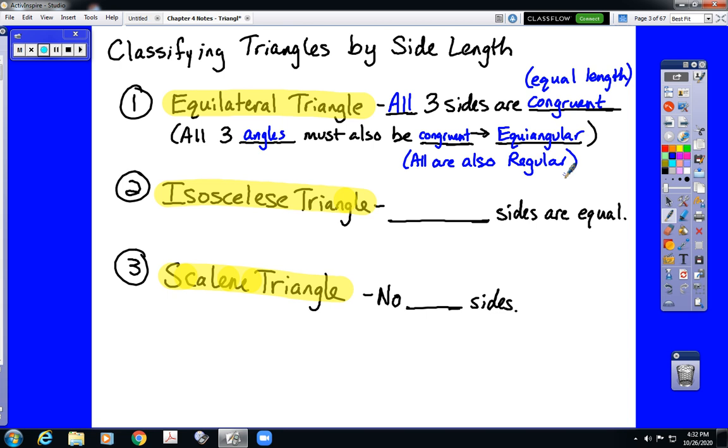Next up is an isosceles triangle. That is a triangle where exactly two of the three sides are equal or congruent. And then finally we have scalene, where there are no congruent sides at all. All three sides are different lengths.